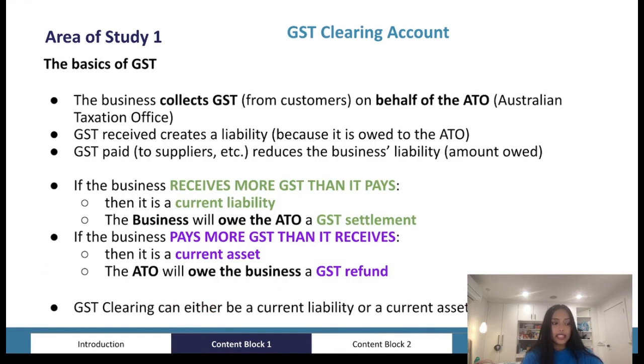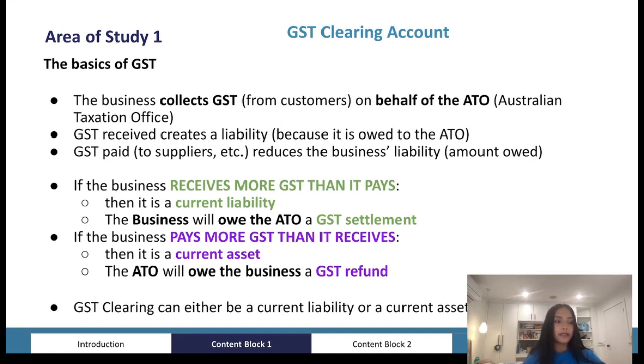When the business receives GST, for example through sales, that GST does not belong to them. The business collects GST on behalf of the Australian Taxation Office, which basically means that any GST that the business receives is owed to the ATO. And this creates an obligation of the business to pay that GST to the ATO. Therefore, it is a liability.